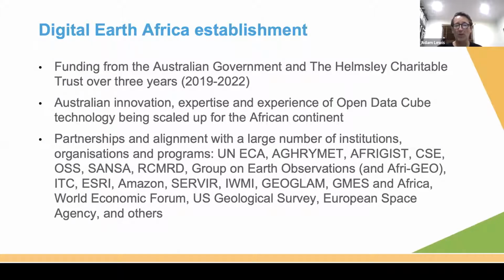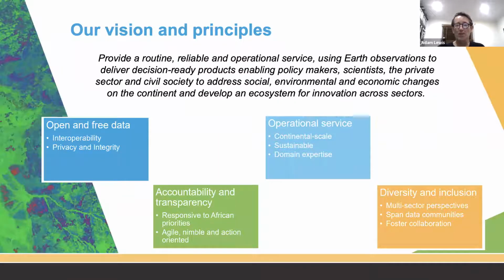Central to this program, the way we're doing it, is to build partnerships, networks of connections to groups. Most importantly, our implementing partners in Africa. Those are the regional organisations like the ECA and AgriMet, AfriGIS, CSE, OSS, RCMRD, many of whom are here today. And then the international organisations and partners, such as GEO and ITC from the Netherlands, who are helping us to deliver the capacity development, and through to the others listed there. So that's quite a crucial part of the program. Next slide, please, Matt.